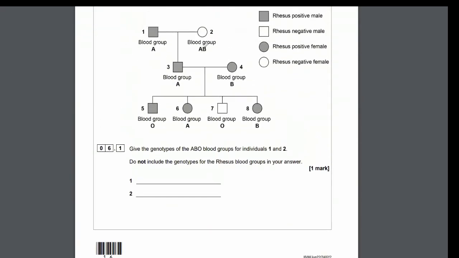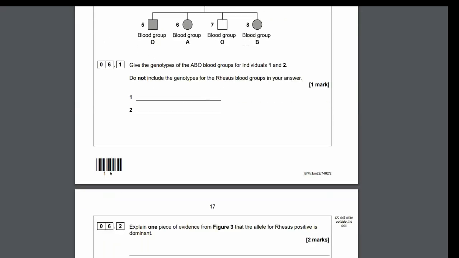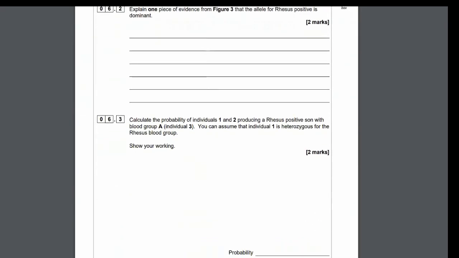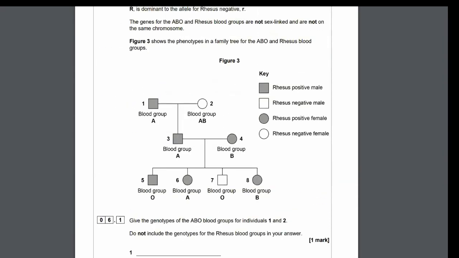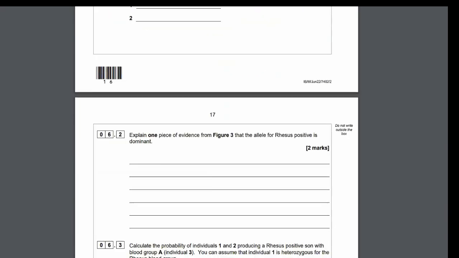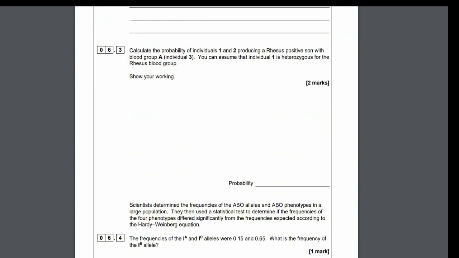So here we're calculating the probability that 1 and 2, the two main parents here, are going to have another child like number 3. So a male that's rhesus positive, with blood group A. What's the probability of having another male child with the rhesus positive blood group and the A blood group? Calculate the probability. So really we've got 3 bits here.